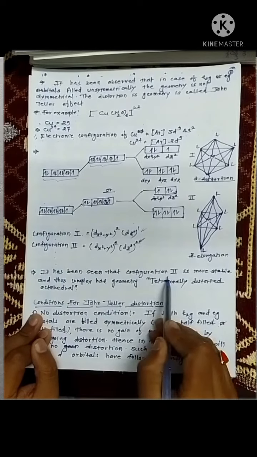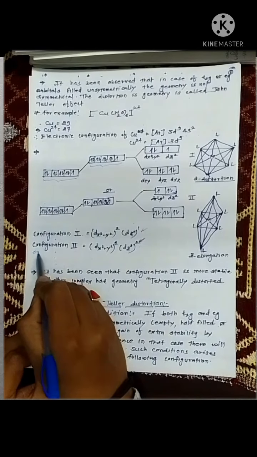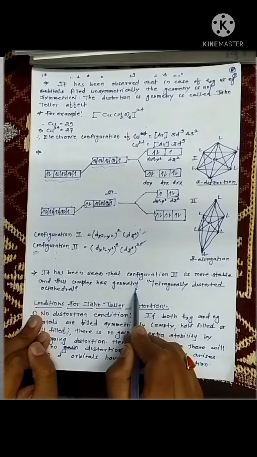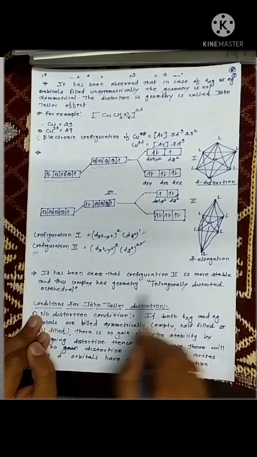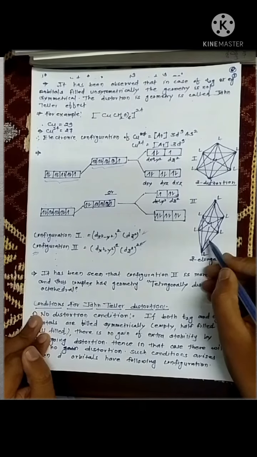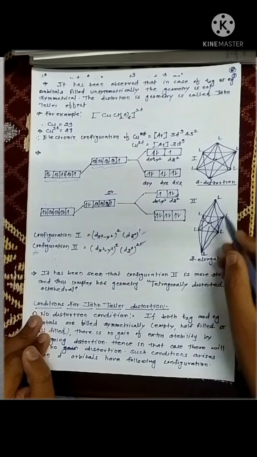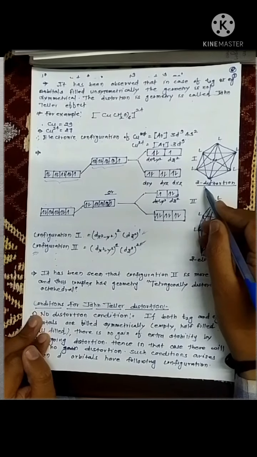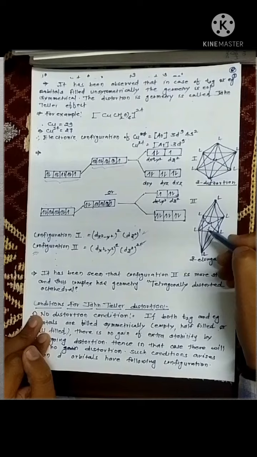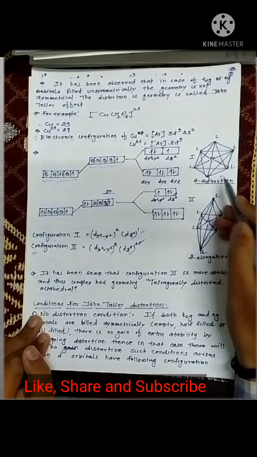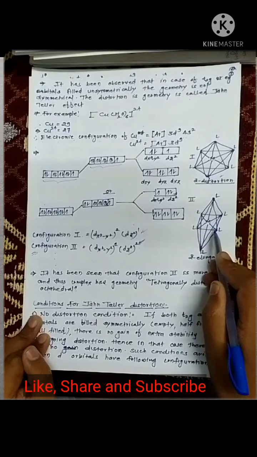It is seen that configuration 2, that is this configuration, is more stable, and because of that the complex has a tetragonally distorted octahedral geometry, that is, elongation along the z axis geometry is preferred over z distortion geometry. In this case compression geometry is not favored, elongation geometry is favored.